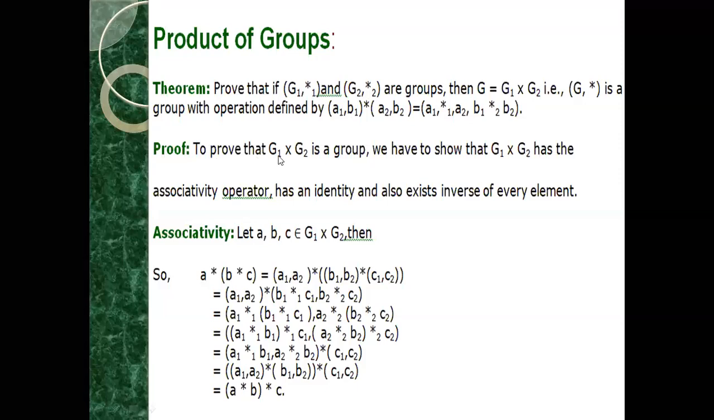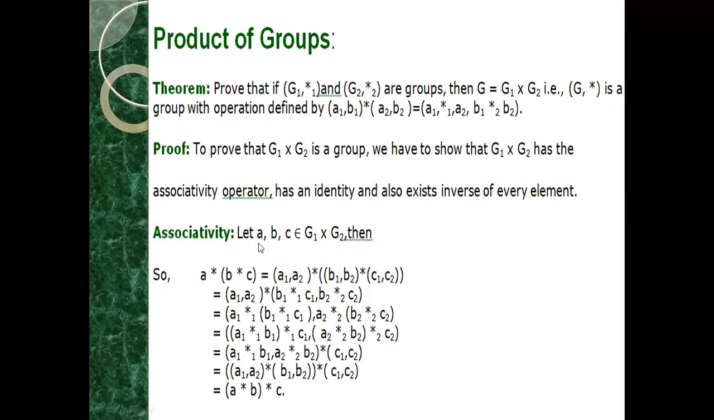So to prove that G1 cross G2, the Cartesian product of these two groups, is a group, we have to show that G1 cross G2 has an associative operation, has an identity, and also that the inverse of an element exists. Okay. So first one, associativity. Let A, B, C belong to G1 cross G2. Cross means Cartesian product.